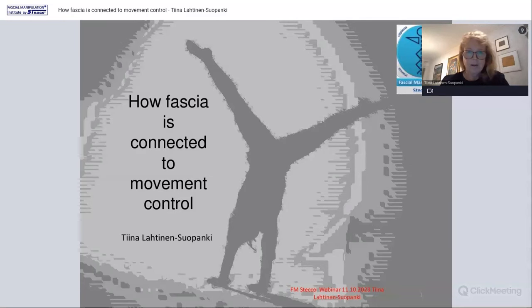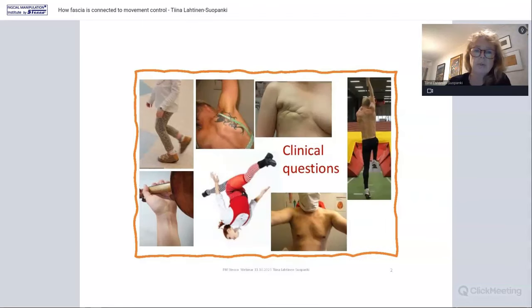This topic is something that really made me interested in fascial manipulation and opened my eyes to so many things that I had been thinking of before: how fascia is connected to movement control. Movement control, as you know, has so many ways of interpreting and testing it, and of thinking about where it comes from. Is it from the brain? Is it from the periphery? Is it something in between? I will check this now, after my own experiences, and try to answer the clinical questions that I had.